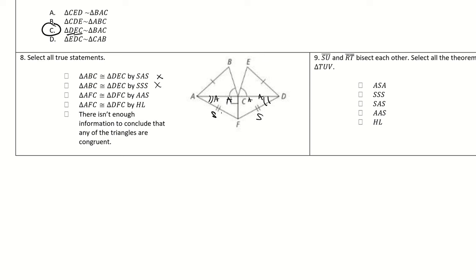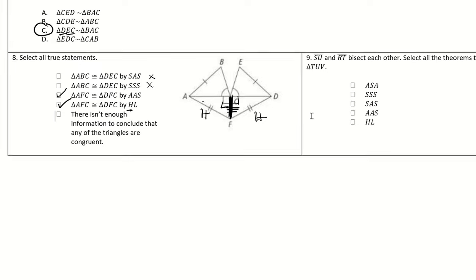So let's go ahead and check that. And then AFC and then DFC. So AFC, that's these ones on the bottom again. Notice these are right triangles, right? We know that they're right triangles because of this whole property here. And then this is the hypotenuse. This is the longest side on the right triangle. So we do have the H in HL. We also do have an L because we know that this side, they share. And so this side is congruent to itself. So we got a leg and we got an H, and therefore they are congruent by HL. So that does make sense. So we're going to check those two statements.